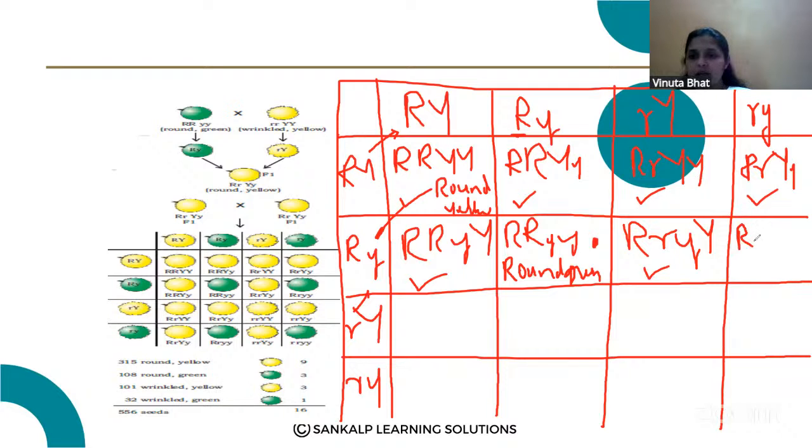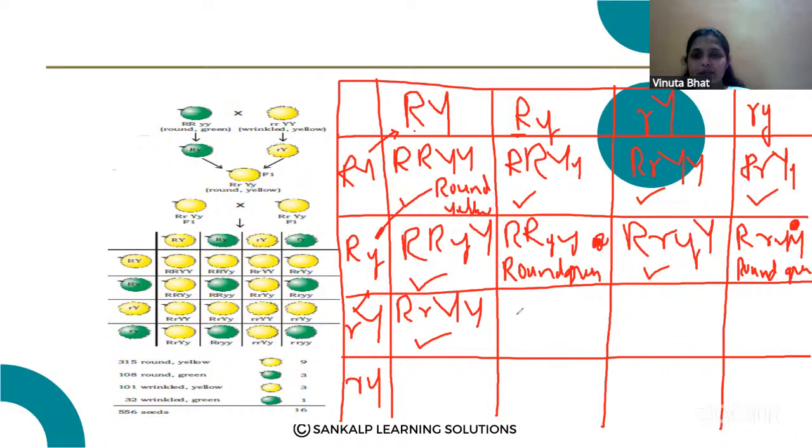Last one, capital R, small y, capital R, small y, small y. Here, round green. Round green seeds I will represent like this. Okay, round green seeds. In the third row, here, capital R, small r, capital Y, capital Y. This is also round yellow seeds.